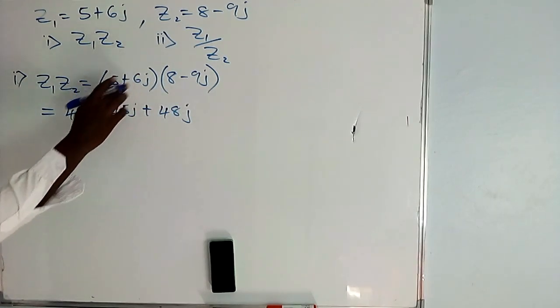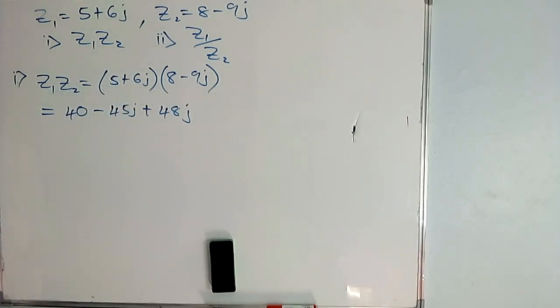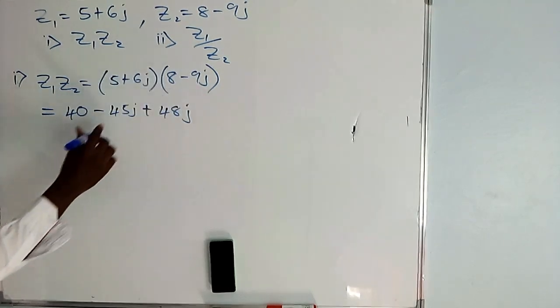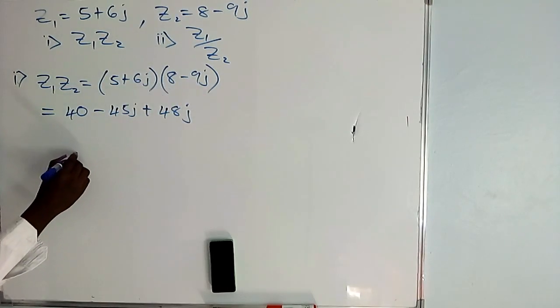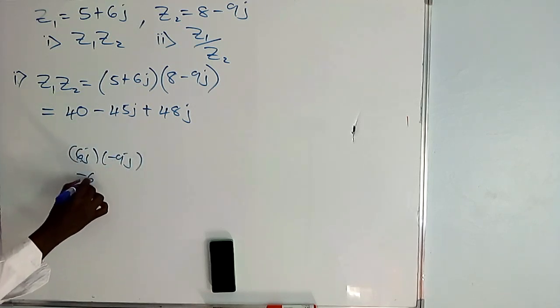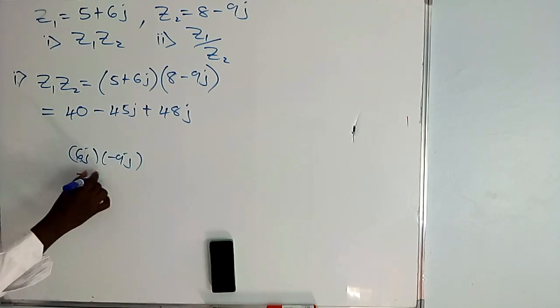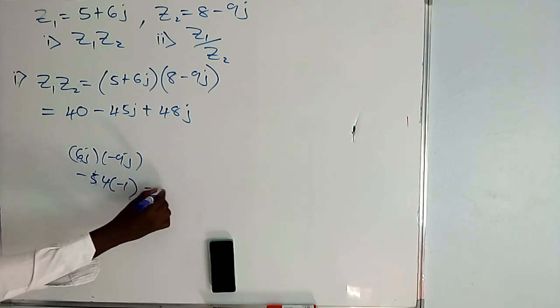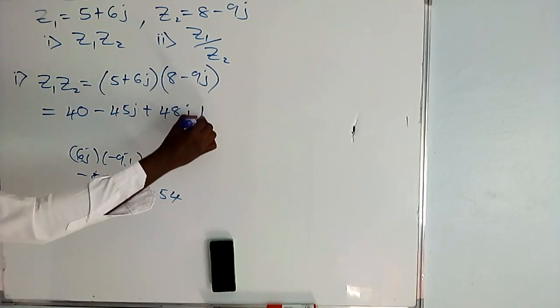Yes, 6 times 8 is 48 times j, 48j. Then 6 times negative 9, negative 54. Then j times j is negative 1. So negative 54 times negative 1, you get positive 54.